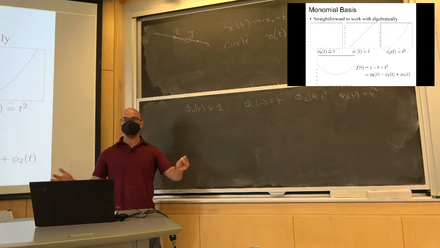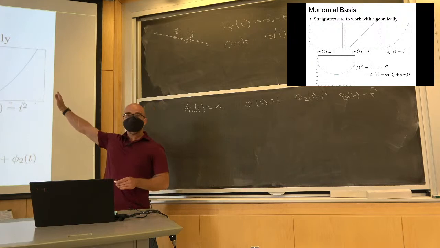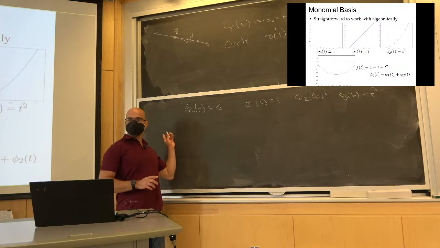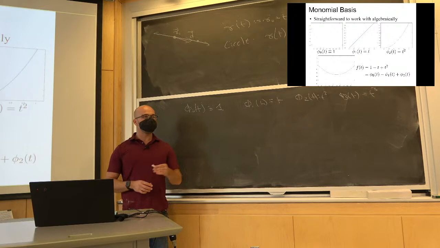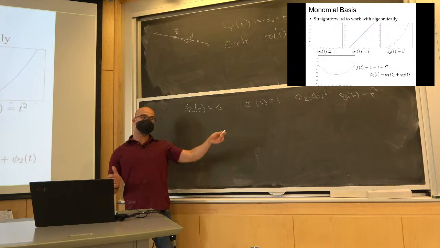Okay. And indeed, that's sort of the most obvious basis. And notice that it's a restricted basis. If I just have finitely many phis, I can no longer represent every possible curve. I can only represent the set of degree 3 polynomials. But that's a lot of curves. So that's a good start.